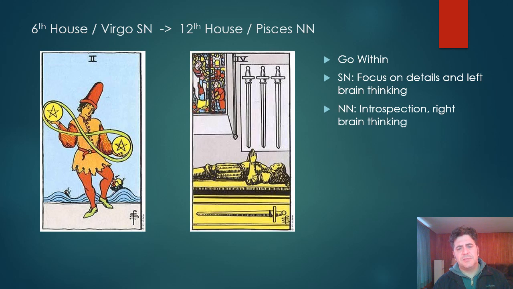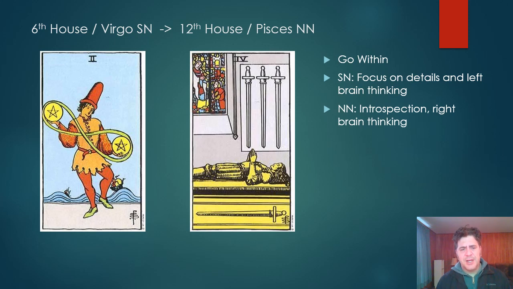So let's go through each of the different north node, south node combinations. We'll just briefly go through them. Again, watch my Astrology 201 video. I explain them a little bit more, but I'll go through all 12 south node, north node combinations here, just to refresh your awareness of them.